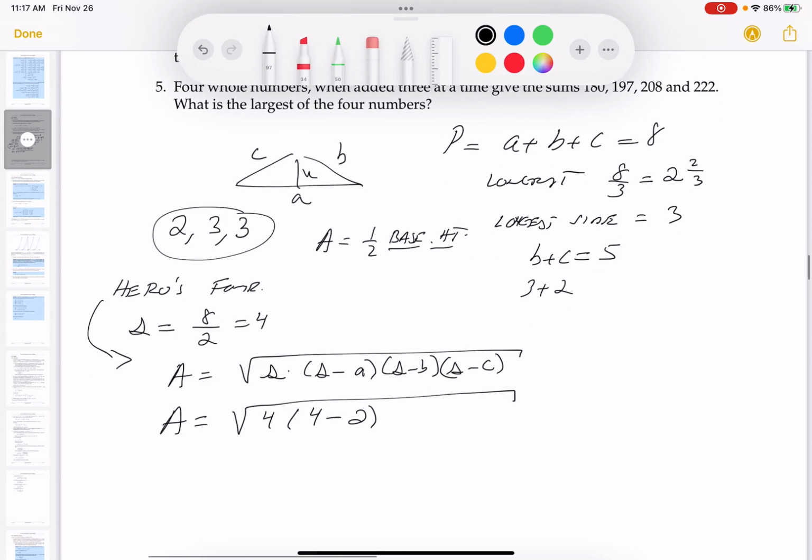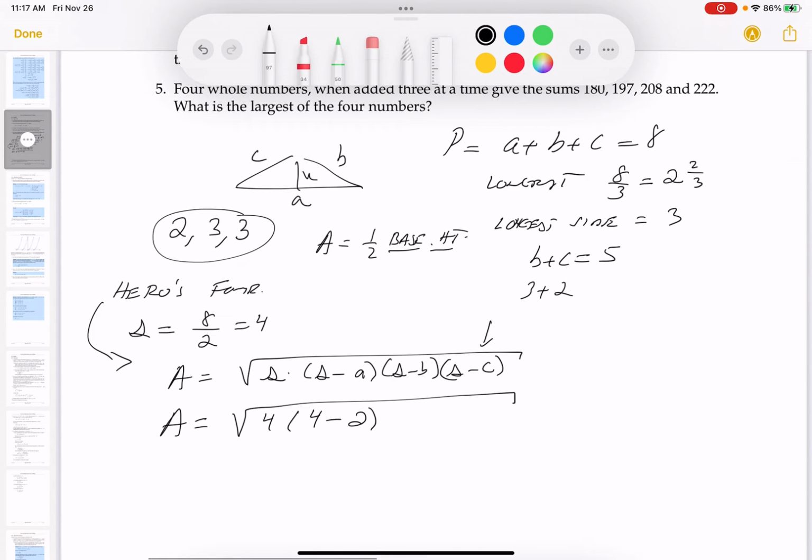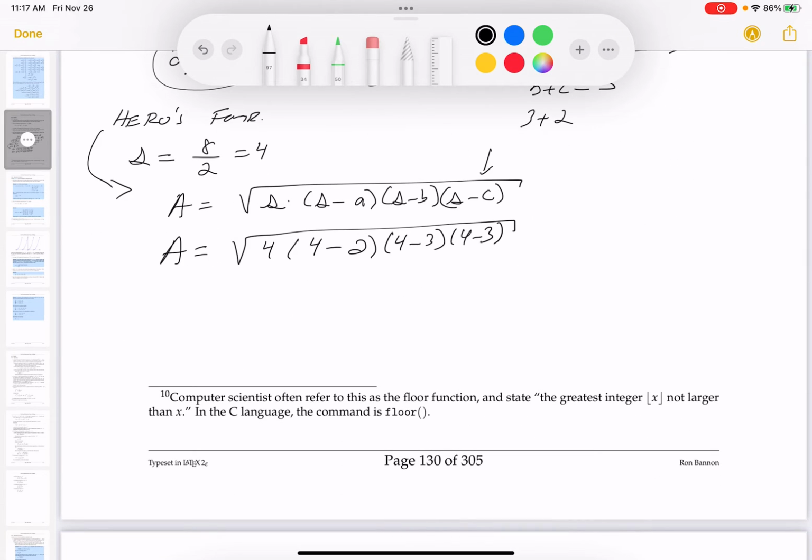Sorry about that. But so how'd you catch that? I'm looking at this thing over here, and it wouldn't have made any sense at all. And that's going to be 4 minus 3, and then 4 minus 3. The sides are 2, 3, 3. And let's do that over here. And what do you get?